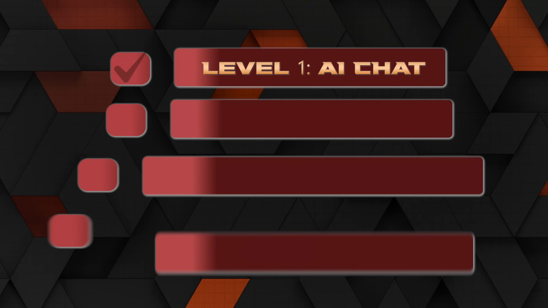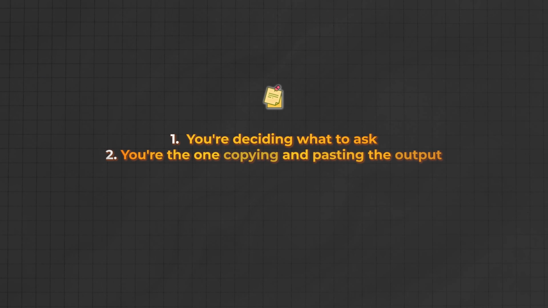Level 1 is AI chat. You ask a question, you get an answer, and this is something like ChatGPT, right? This is Claude. This is where 90% of people think AI is. It's useful, but you're doing all the work. You're deciding what to ask, you're the one copying and pasting the output, you're figuring out what to do with it. As an example, you're prepping for a meeting, and you ask the AI, summarize the key trends in SaaS pricing for 2026. You get a solid answer, but you still have to take that and do something with it yourself.